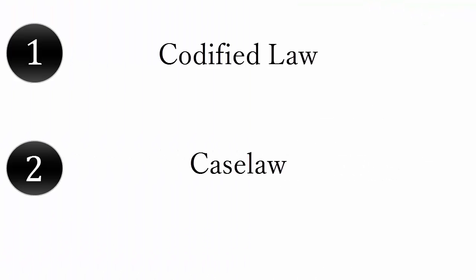Okay, let's take a quick minute just to review the rules for weighing primary authority. As you know, codified law trumps case law. So when you're researching and you find both codified law and case law, you stop and read the codified law, because that is generally the source of the law.